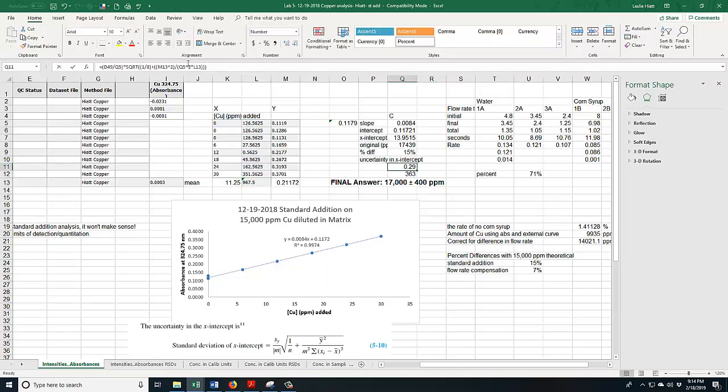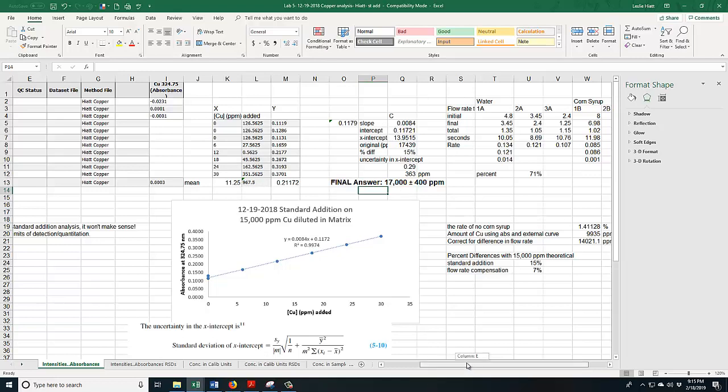Put all that in there, put this whole thing in the equation, and that tells me that on my line, whenever I solved for my x-intercept, which was 13.95, that was 13.95 plus or minus 0.29. Whenever I then propagate it and undilute it, if you will, that 0.029 turns into 363 ppm, which makes my final answer be 17,000 plus or minus 400 ppm. So a whole lot of work goes into just getting that final propagation of the error.